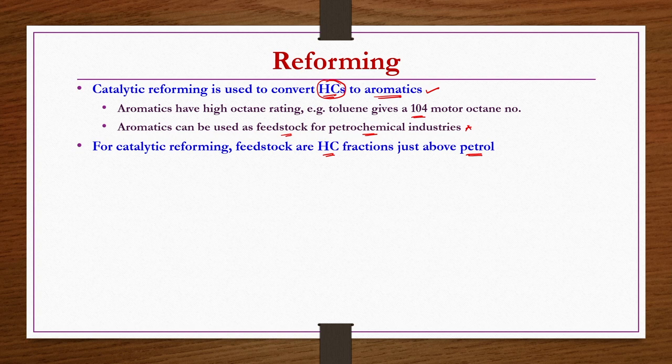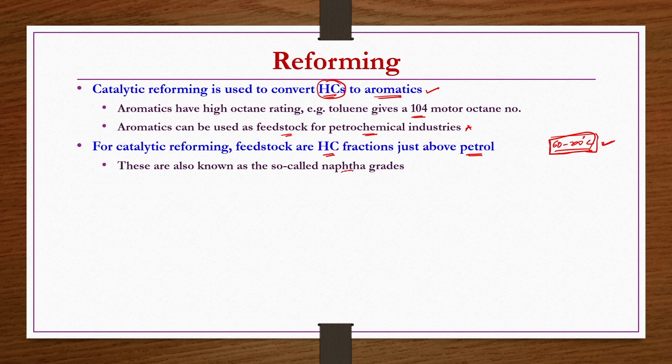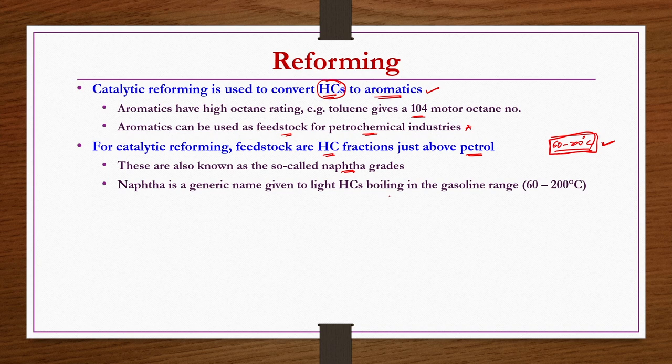So, that fraction of hydrocarbons where petrol is dominating may have a boiling range between 60 to 200 degrees centigrade. Such fractions are in general considered, and these fractions are also known as naphtha. Right. So, naphtha is the generic name given to hydrocarbons boiling in the gasoline range, like the petrol range, 60 to 200 degrees centigrade. Again, 60 to 200 degrees centigrade is a very wide range.